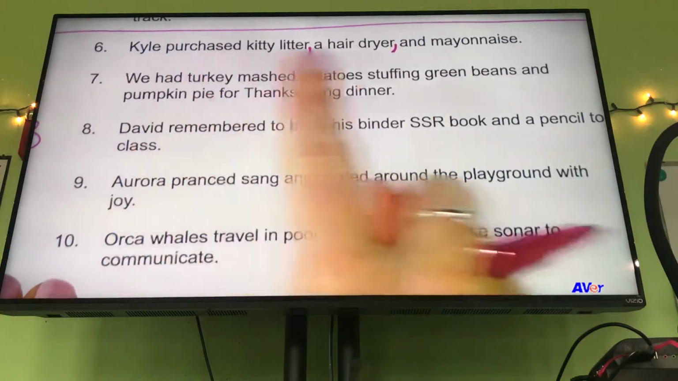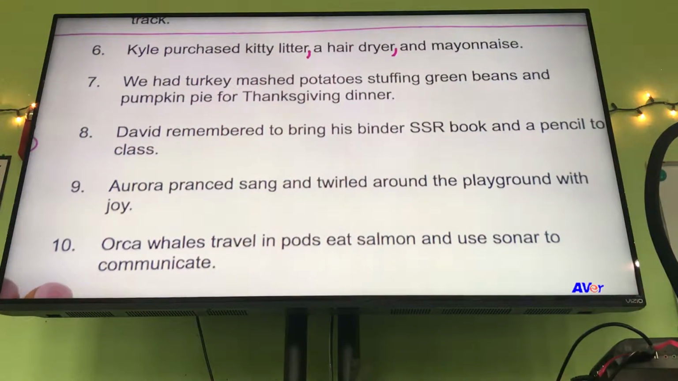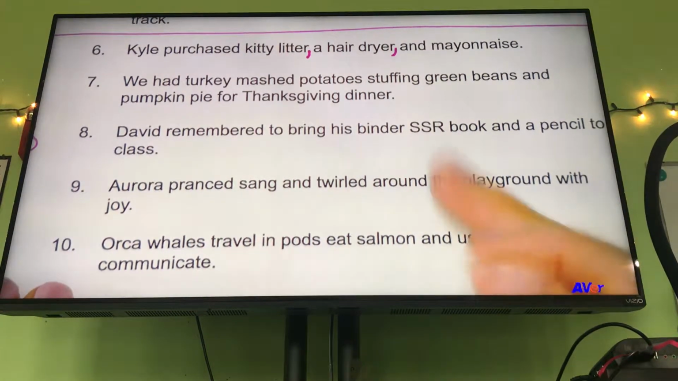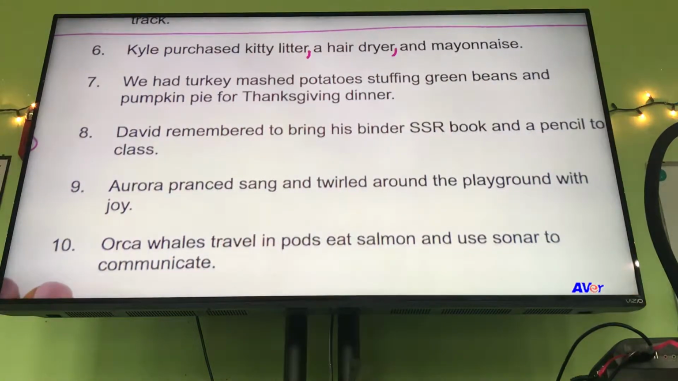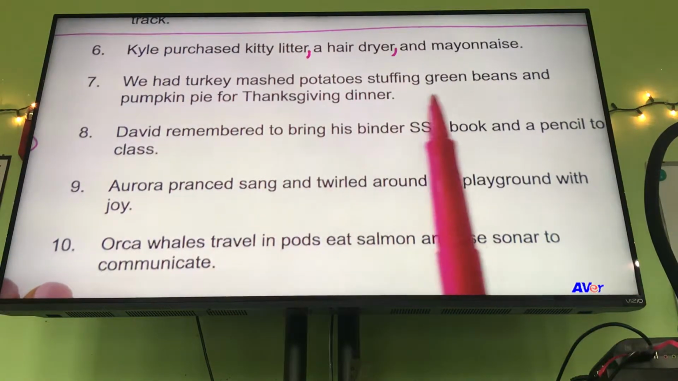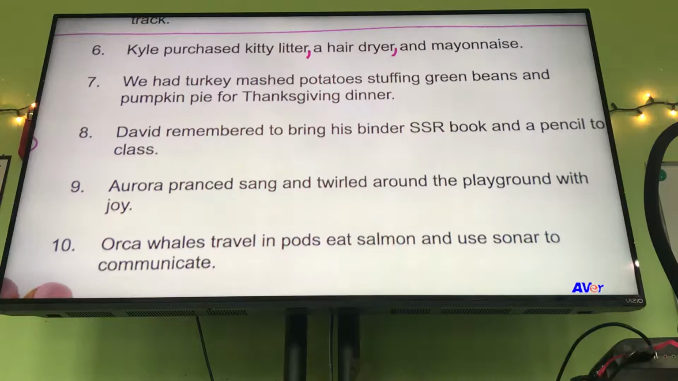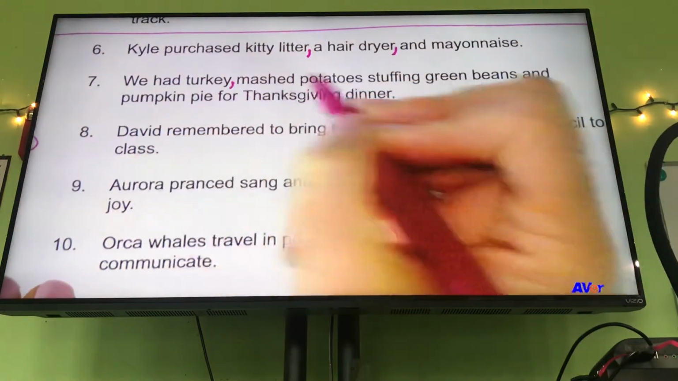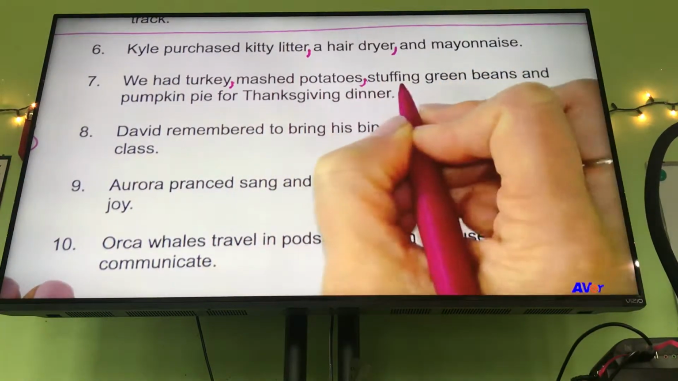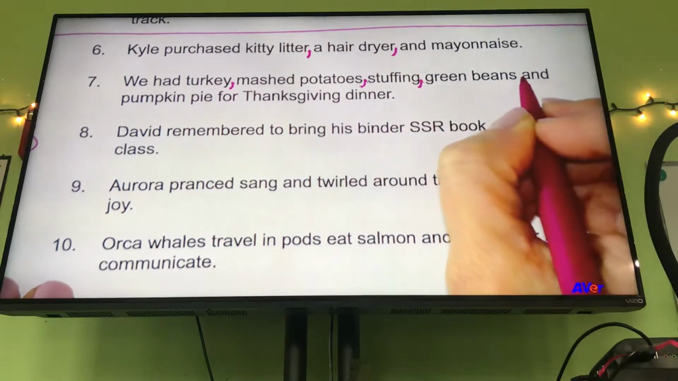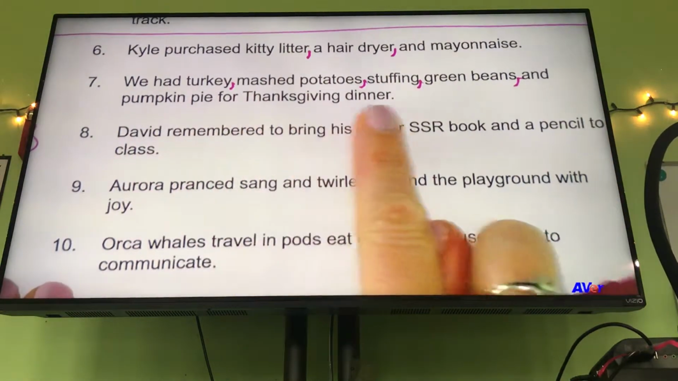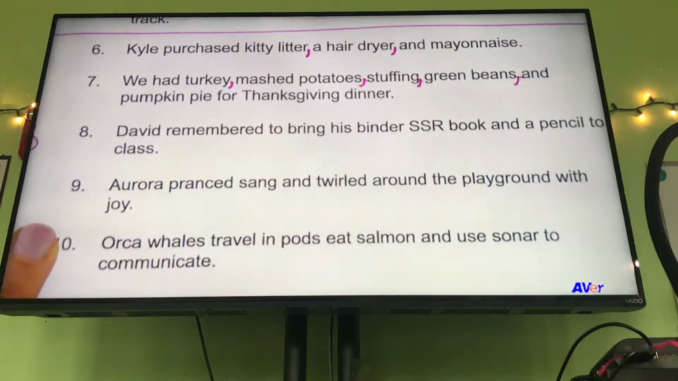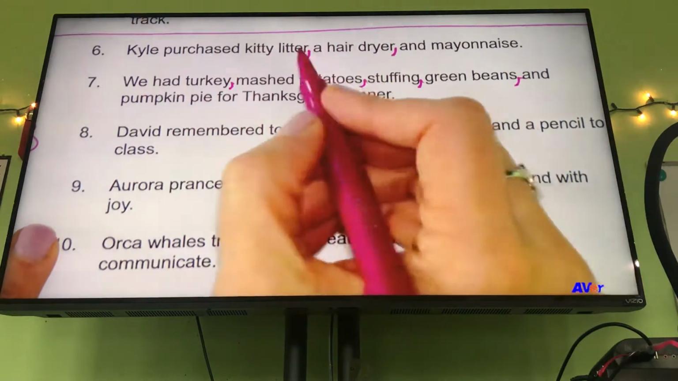That also makes that sentence more clear just to look at. You immediately put kitty litter together, a hairdryer together, and mayonnaise. And maybe you would anyway. But what I'm saying is, it looks better. We had turkey, mashed potatoes, stuffing, green beans, and pumpkin pie for Thanksgiving dinner. So you can see where this one would be like, hold on, what'd you have? But as soon as you put in the commas, turkey, comma, mashed potatoes, comma, stuffing, comma, green beans, comma, and pumpkin pie for Thanksgiving dinner, then it makes it a lot easier to just kind of glance at and read.